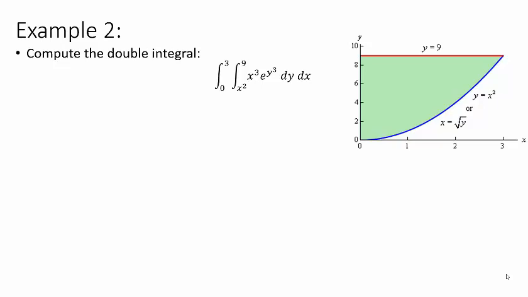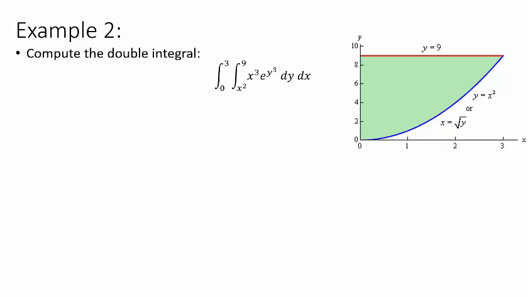Hi class. In this next example, I want to walk you through a problem of a double integral in which you need to switch the order of integration. All right, let me talk about it and set this up. So I have this double integral from 0 to 3, then from x squared to 9 of x cubed e to the y cubed dy dx.